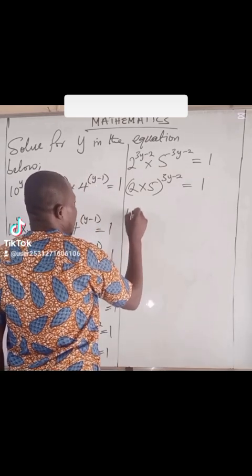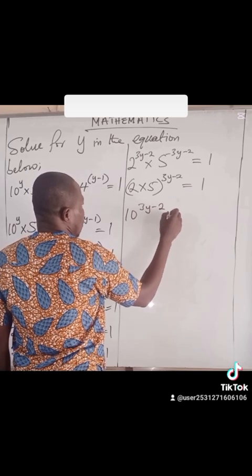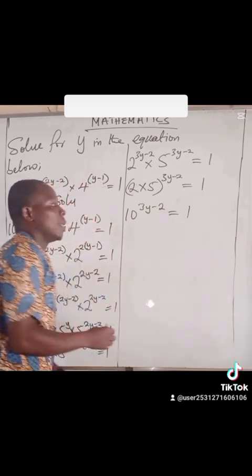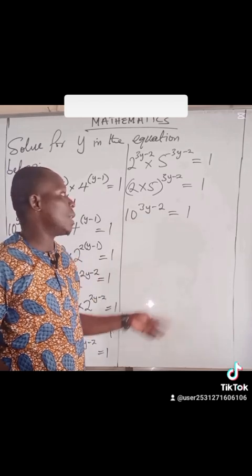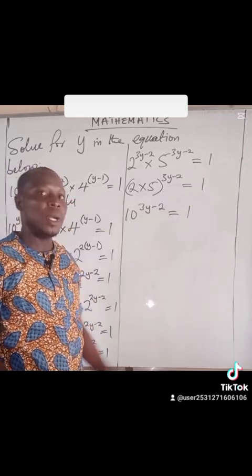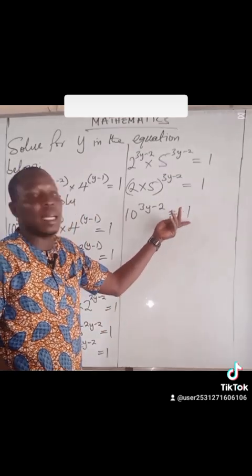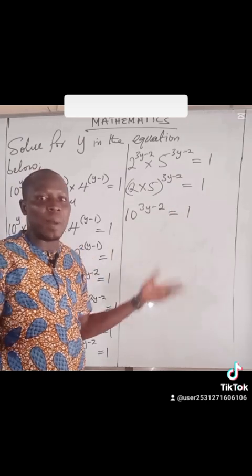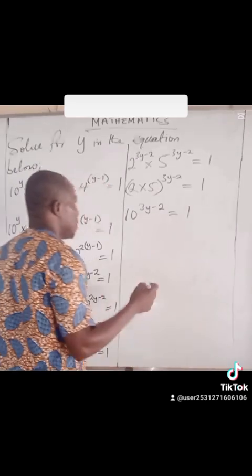So this is going to give us 10 raised to power 3y minus 2 equals 1. There's something I'm going to do here. I want to have a common base on both sides. So I'm going to say 10 raised to power 0, knowing that 10 raised to power 0 will give us 1. So 10 raised to power 0 is the same thing as 1. Any number raised to power 0 is 1, and that is according to the law of indices also.